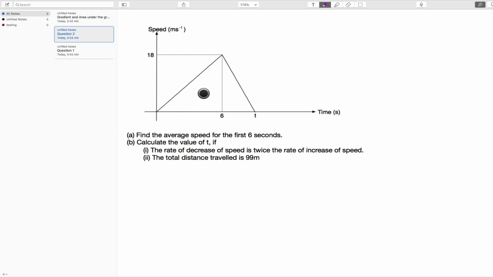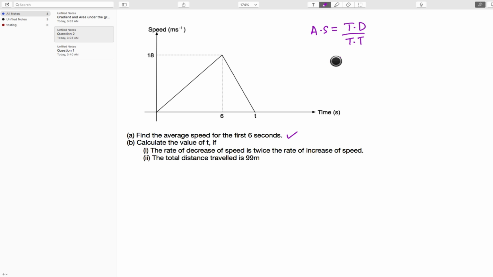Alright, okay, one last question before I end this video. Let's have a look at this one. Over here you will see a diagram, and this is a speed-time graph also, because normally the hot question comes out from the speed-time graph. Find the average speed for the first 6 seconds. This one is a bit tricky because average speed is not the speed. Average speed basically equals total distance divided by total time.